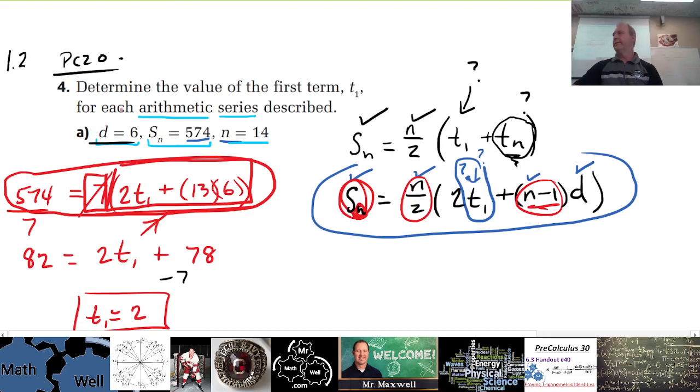Okay. Good. Anything else from 1.2 that was giving you fits? All right. There's number 4.